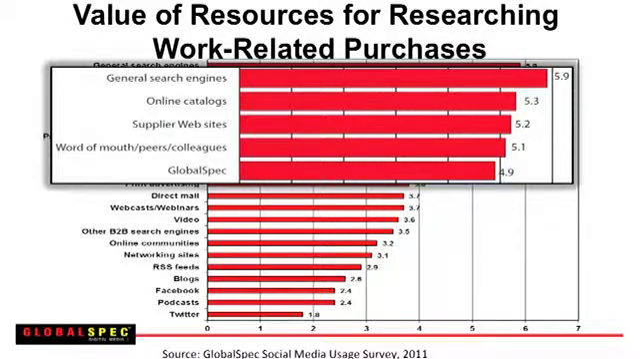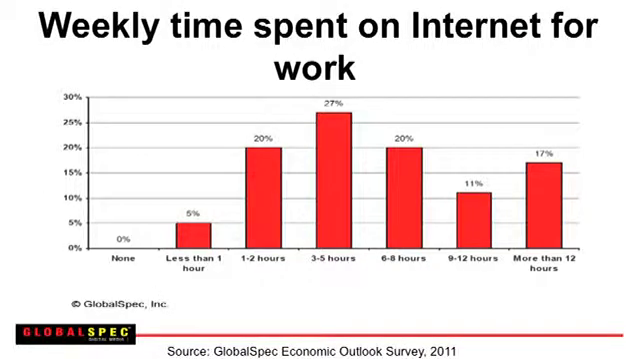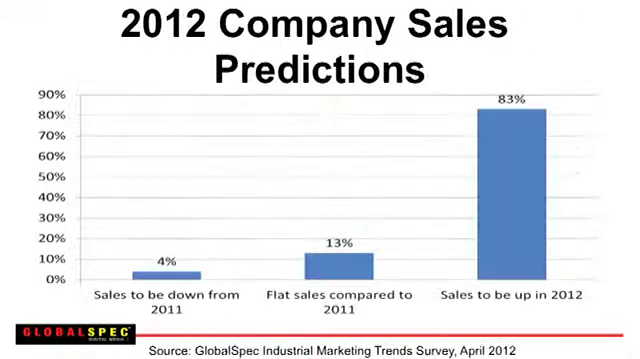So it stands to reason that you want to spend your marketing dollars on resources that your target audience deems valuable. And not only do engineers and technical buyers find online resources valuable, they're spending a significant time on the internet for their jobs. 48% are spending 6 or more hours a week online for their jobs, and 17% spend 12 hours or more a week online. And as I mentioned earlier, 84% of industrial marketers are maintaining or increasing spend.